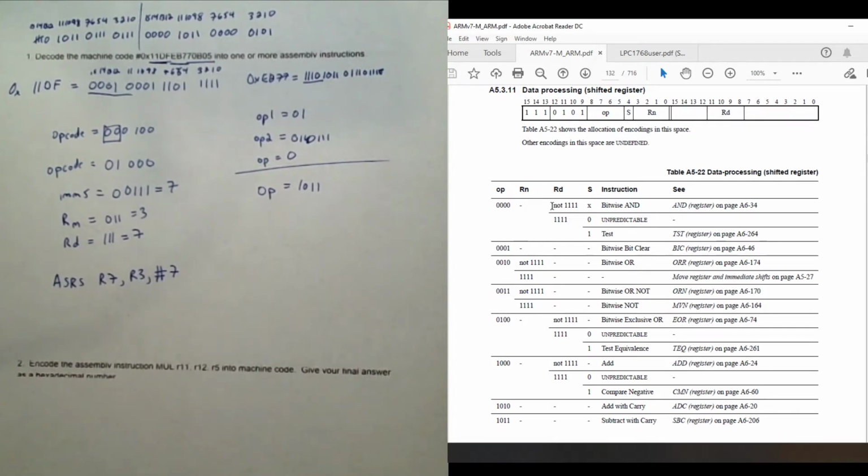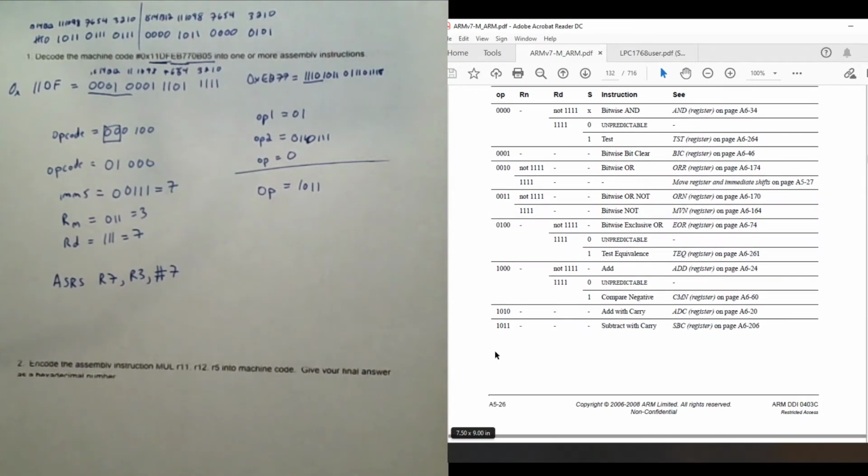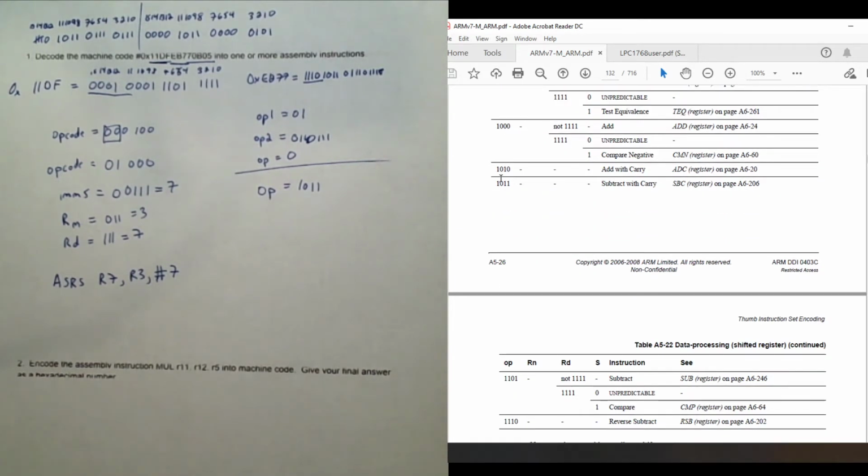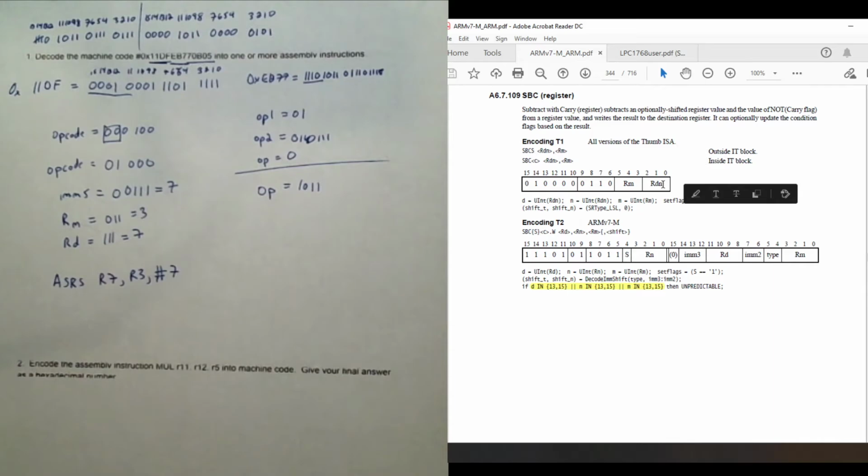We don't have to look at RN or RD. If we look at what op is, the only thing that has 1011 here is subtract with carry, or SBC. So we know that this is going to be an SBC instruction. That's the only thing that matches op of 1011. So we can just click on that and move into the SBC encoding.